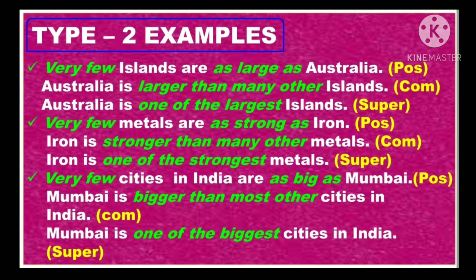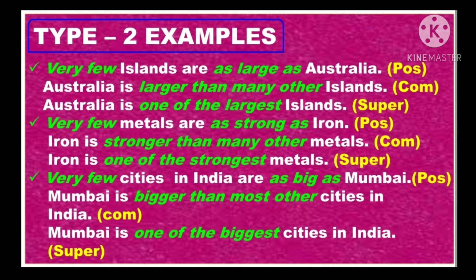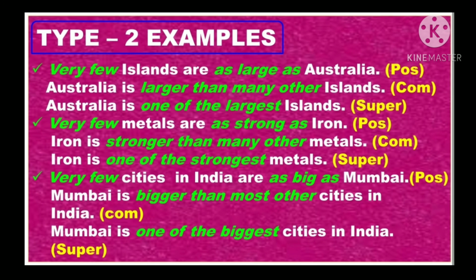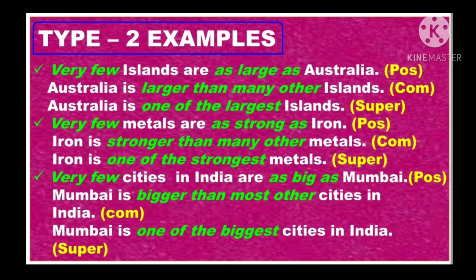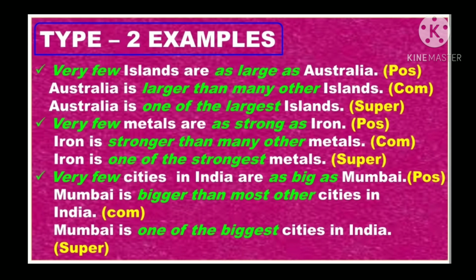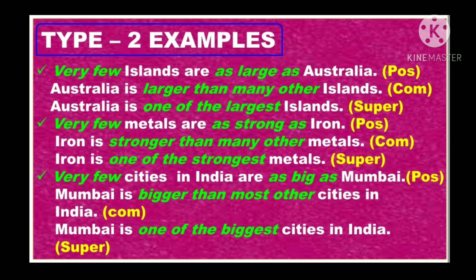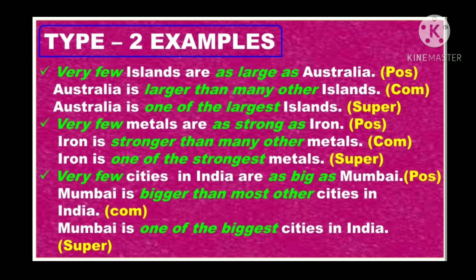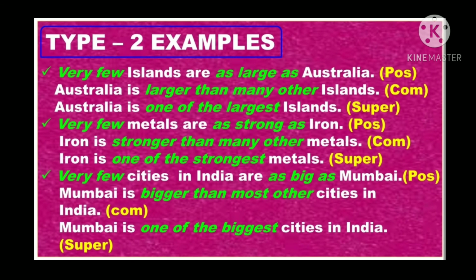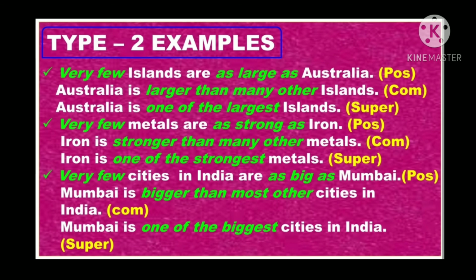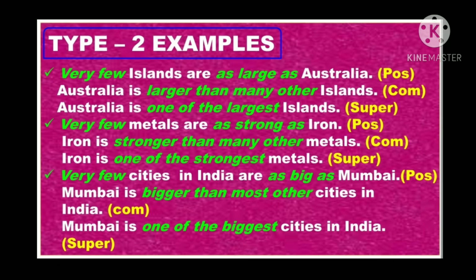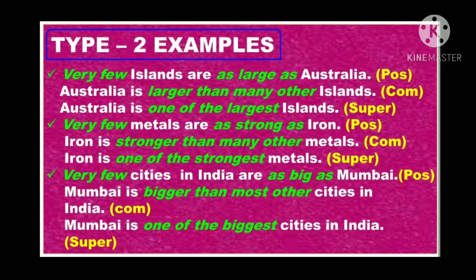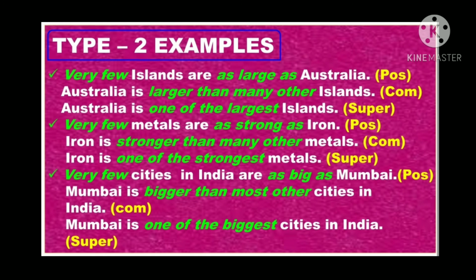So when it goes to superlative degree, Australia is one of the largest islands. So here we removed "or than many other" from the sentence, and instead of that we add "one of the largest" with the adjective word. Okay? Yes. Look at the second one. Very few metals are as strong as iron. So this sentence is in the positive degree. So when it goes to comparative degree, iron is stronger than many other metals. So when it goes to superlative degree, iron is one of the greatest metals.